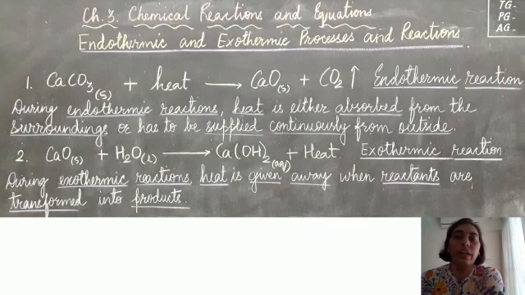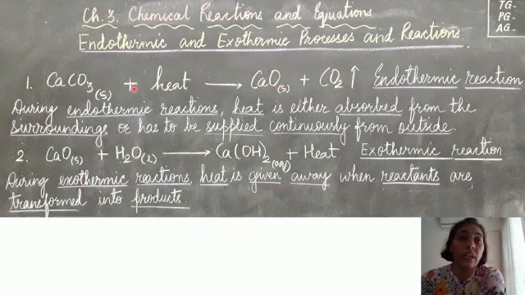Now let us see one example of endothermic and exothermic reactions. The first one, calcium carbonate, and heat we have written on the reactant side, and the products are calcium oxide and carbon dioxide gas. If you remember, we had done this as an example of a decomposition reaction. The only difference was that we had written heat on the arrow. So here what have we done? We are supplying this heat in order to convert the reactant into products.